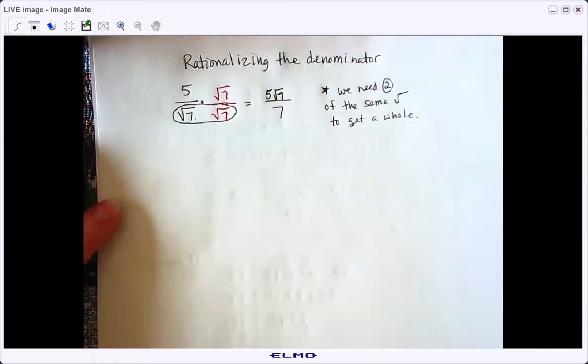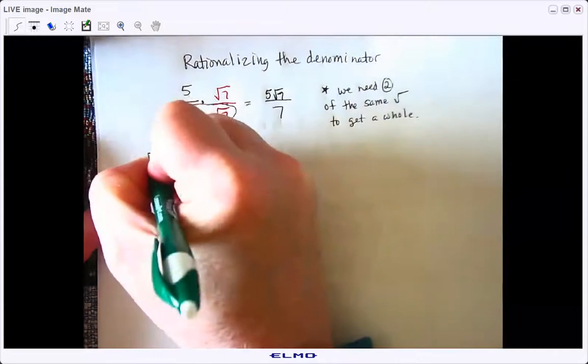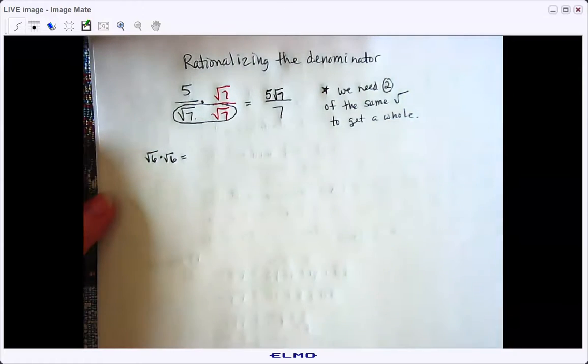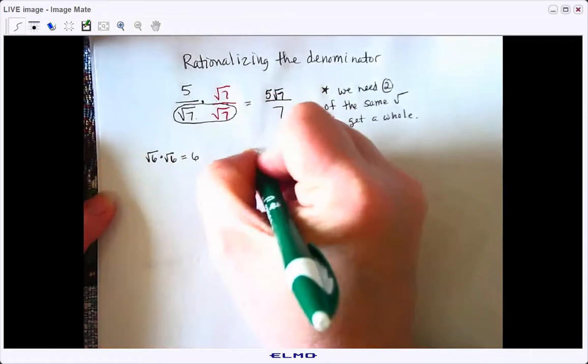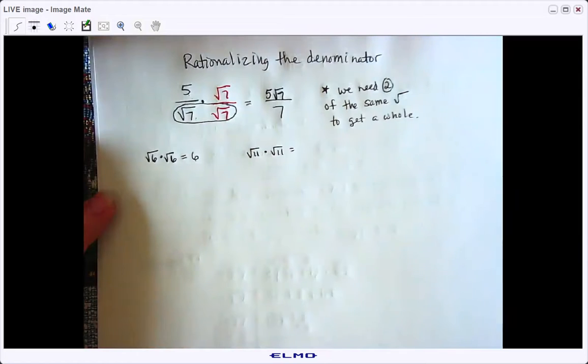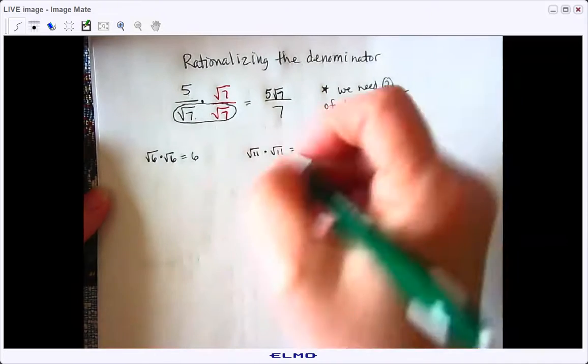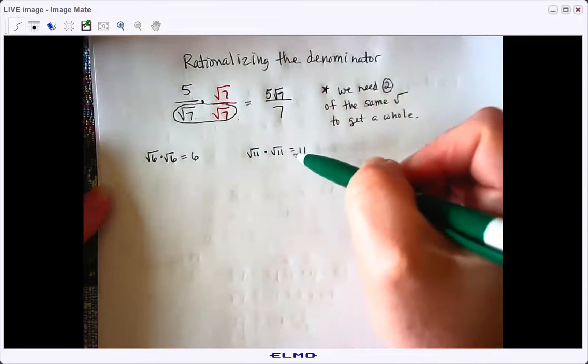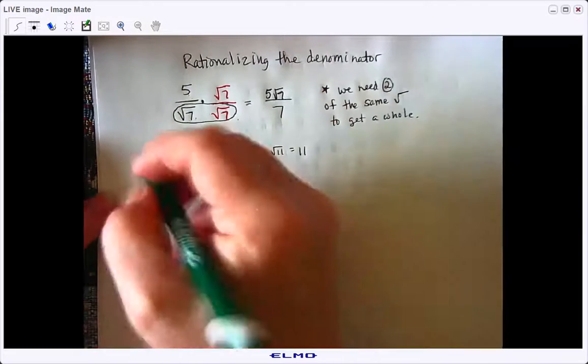Okay. So if I've got √6 times √6, what does that give me? 6. Good. How about √11 times √11? What does that give me? 11. Yep. So that's why we need 2 of them to make a whole.